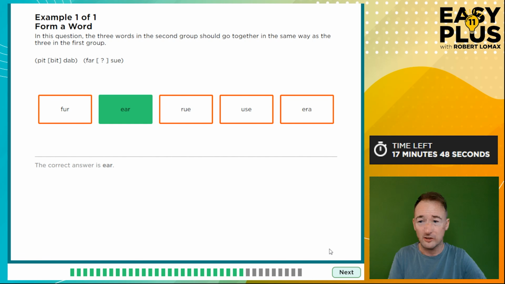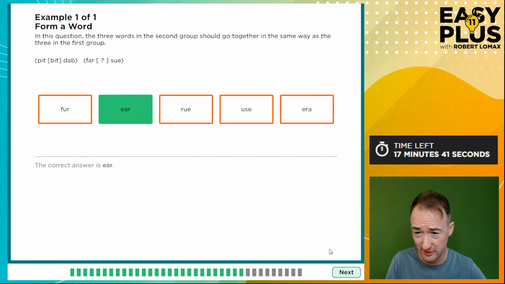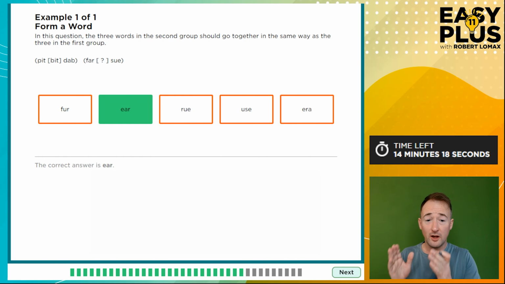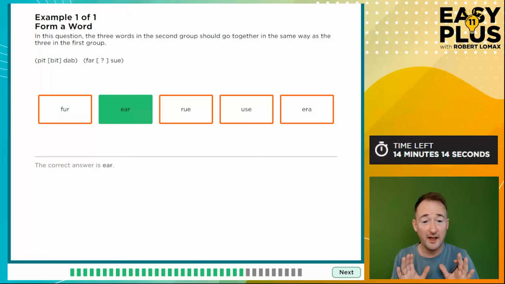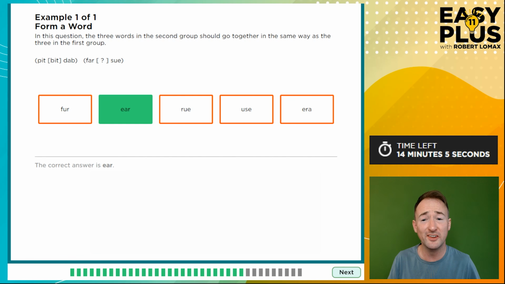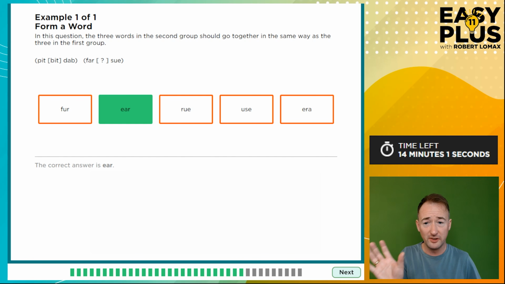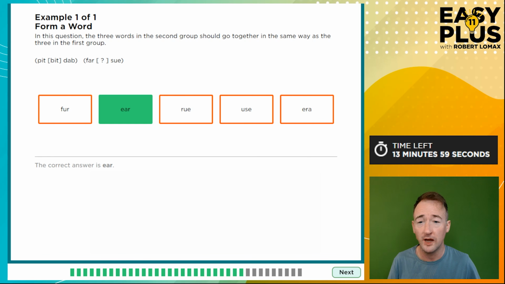So, look at the first ones here. Pit, bit, dab. And you might look at that and think, what on earth is going on? If you're systematic, these actually become rather easy. So you can see that we have got two three-letter words surrounding a three-letter word in the middle. And we need to find the three-letter word that belongs in the second gap, which is blank and just has a question mark. Let's look at the first set of words first of all, and look at the middle word.